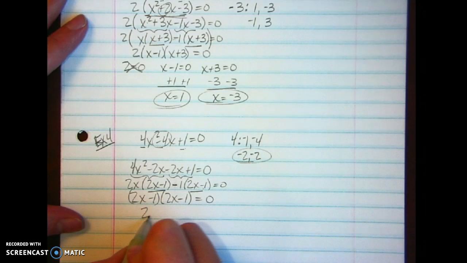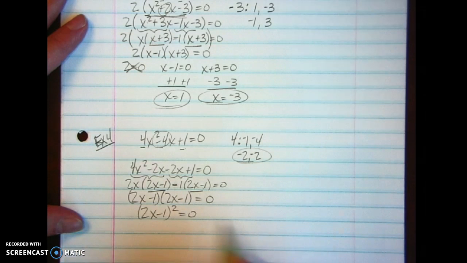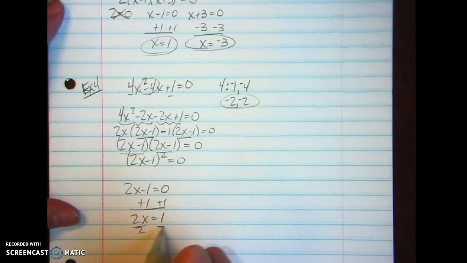You could also write this as 2x minus 1 squared is equal to 0. But since these are the same, I really only have to solve this one time. Add 1 to both sides, so 2x is equal to 1. Divide by 2, and x is equal to 1/2.